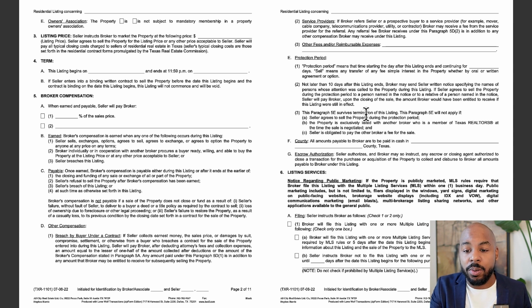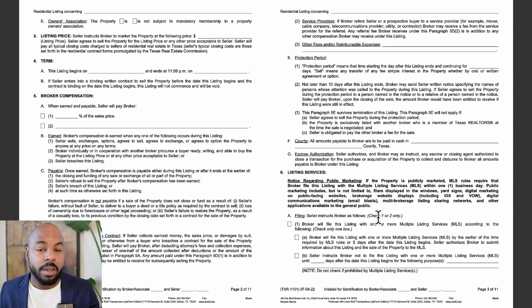And make sure you understand all of those things. When it comes to county, it means all amounts of commission are payable in... we're going to do Williamson County here because that's where our home brokerage is located. And escrow authorization. This authorizes me to instruct the title company or escrow company to close the transaction and get any property information that they need to collect.